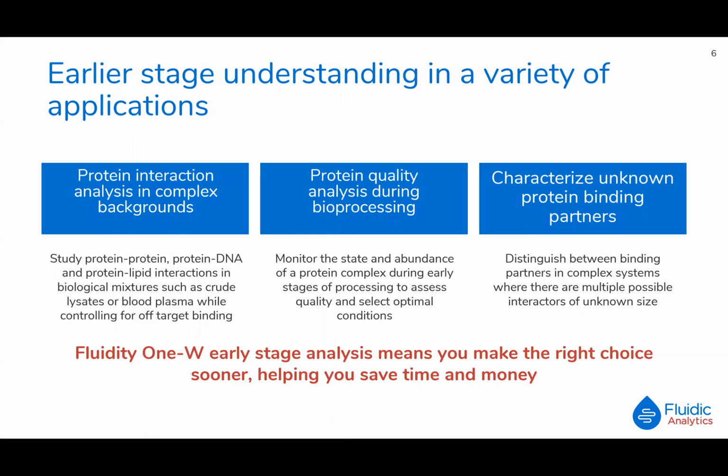So to summarize the different spaces we are able to address, we can look at protein interactions in backgrounds such as blood plasma, do quality analysis of proteins during bioprocessing, and also to characterize unknown protein binding partners based on the hydrodynamic radius that we measure, we can gain insights into the molecular weight of the binding partners.